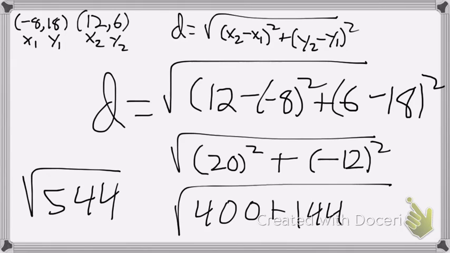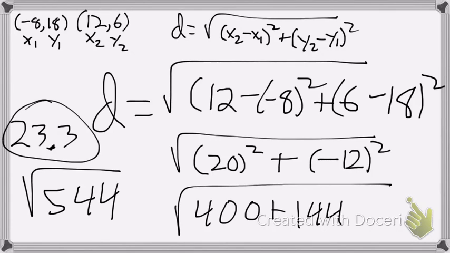544. Now the book says to go ahead and estimate it to 1 decimal point. So pull out the calculator and we get 23.3. Now again, technically, calling it the square root of 544 is more accurate, but the book's calling for estimation of 1 decimal point, so we give it to the estimation at 1 decimal point.